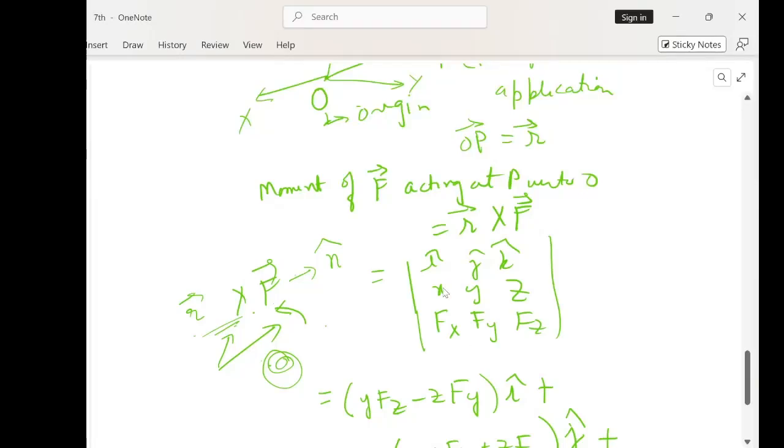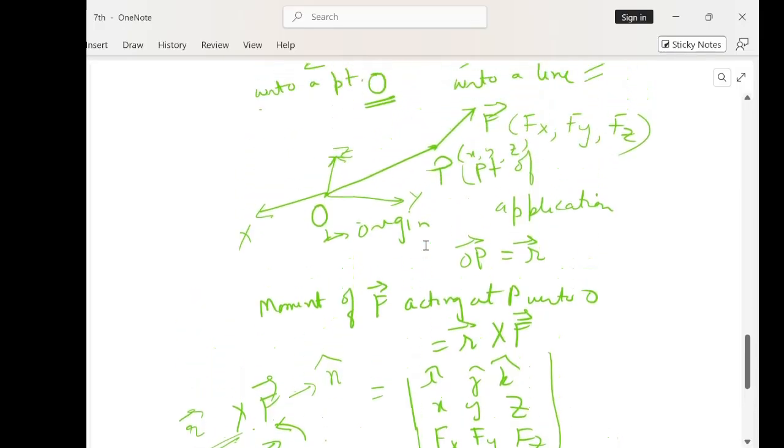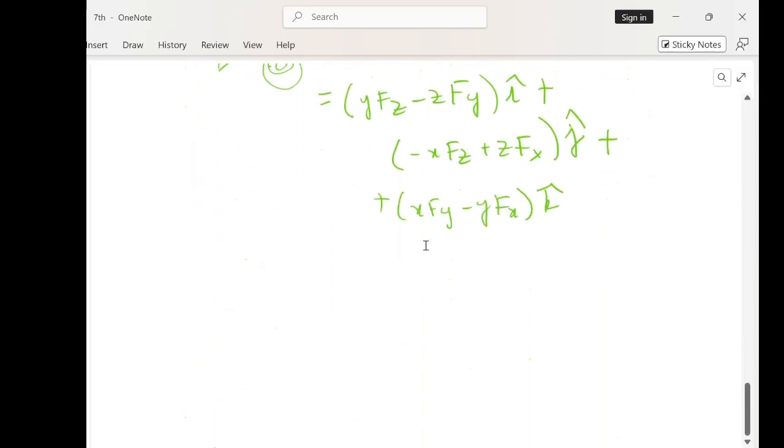Now let us consider the second case, that means moment of a force with respect to some axis, that means with respect to some line. So what actually are you trying to say? Again, the same figure almost. There is a fixed point O.